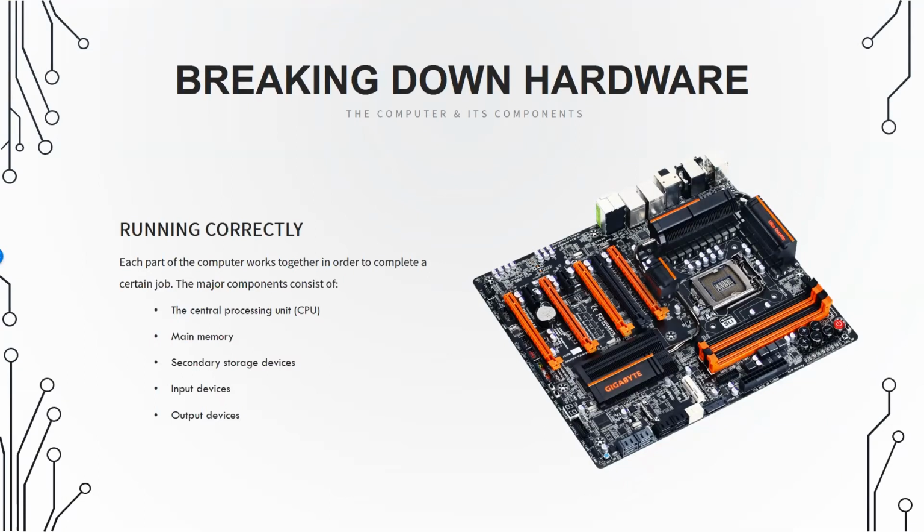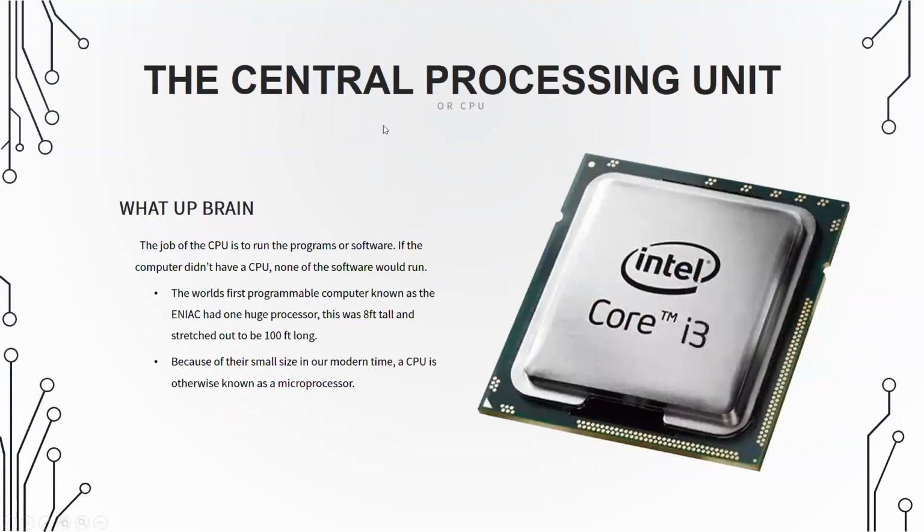So these pieces all make up the major components of a computer and consist of this list that you can see right here. So we have the CPU, or the central processing unit. We have the main memory. We have secondary storage devices, input devices, and also output devices. So now let's look at each piece, starting with the CPU.